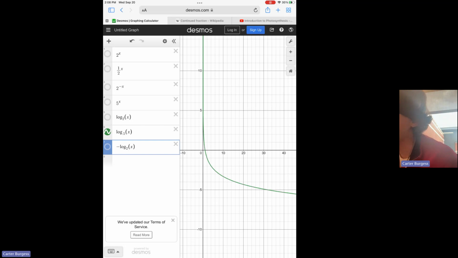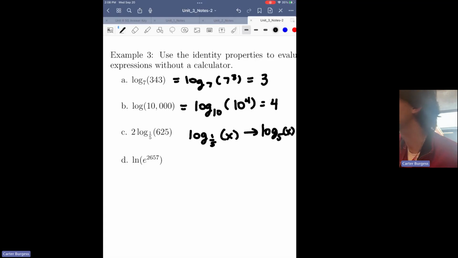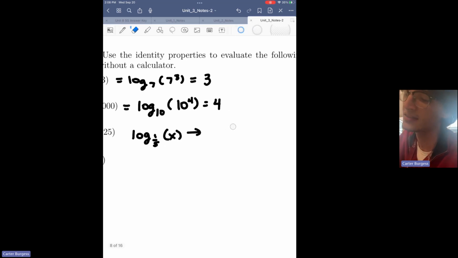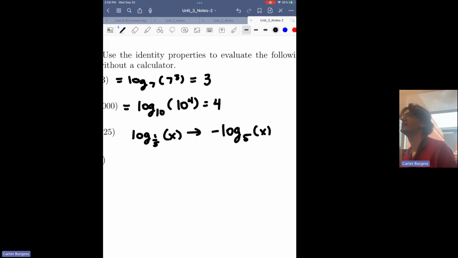So if we wanted to make this problem a little bit more digestible, rather than dealing with the base of 1/5, let's actually rewrite it as negative log base 5 of x. This is kind of what understanding our transformations allows us to do. It's just a nice little trick. Now, do you have to do this? No, you don't have to do this.